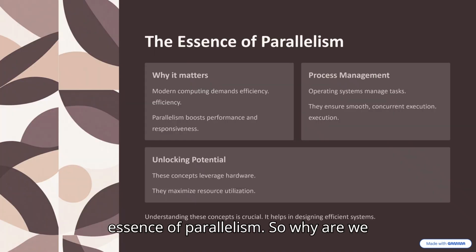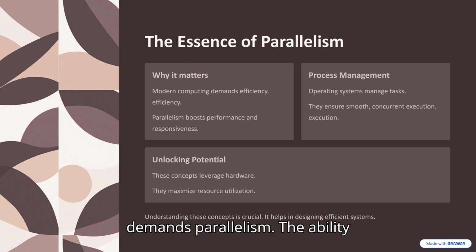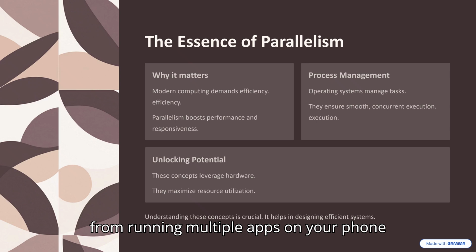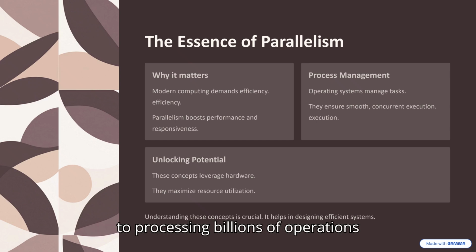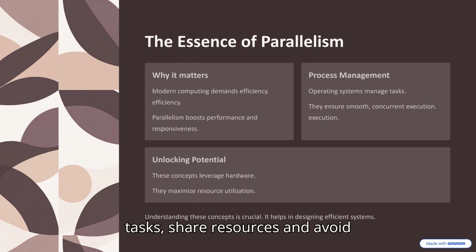The essence of parallelism. So, why are we learning this? Because modern computing demands parallelism, the ability to do more than one thing at once. From running multiple apps on your phone to processing billions of operations in a server farm. This is where these concepts come in. The operating system manages all this in the background. Its job is to juggle tasks, share resources, and avoid bottlenecks, just like a skilled traffic controller.